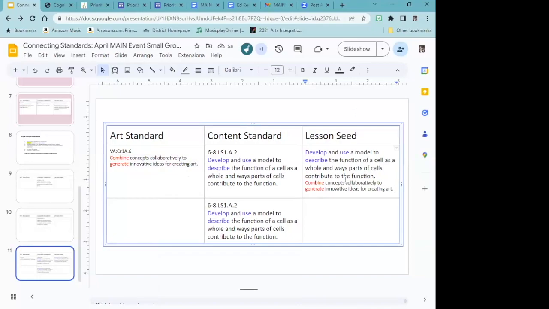So you could put combine concepts collaboratively to develop and use a model. To develop a model.